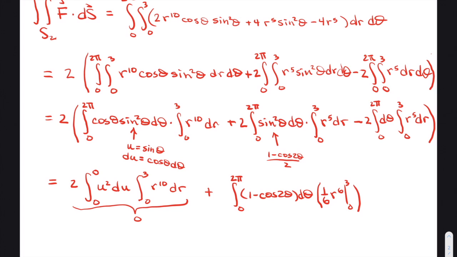And then you're going to have it again, minus 2. The integral from 0 to 2 pi d theta will just be 2 pi. And then that r to the 5th, so you're going to get a 1/6. Yeah, it'll be r to the 6th. Why don't we just say times 3 to the 6th there? And then I could have done the same thing on that last one, so I think I'll clean that up. That's just going to be a 3 to the 6th here.